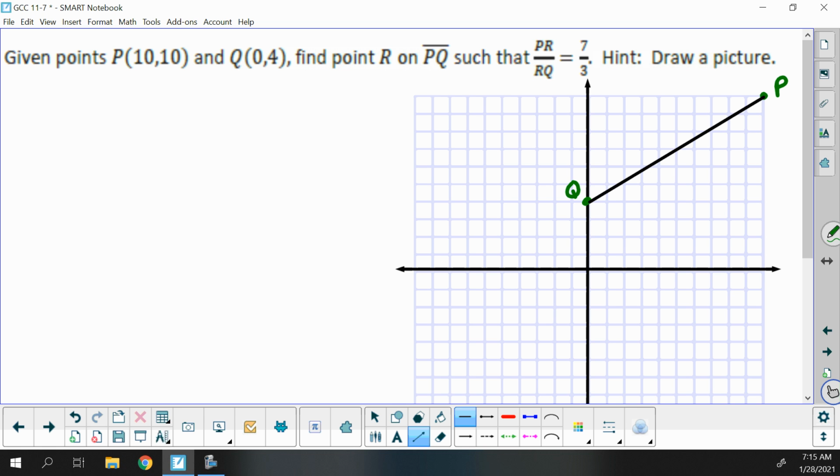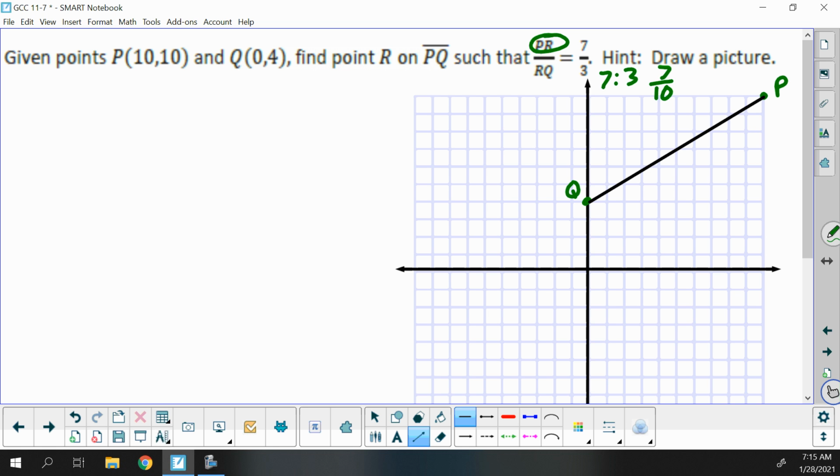So what we have here is a different way of giving our ratio. They're giving the ratio as a fraction. So R was the point that's somewhere in between. The fraction can also be written like this as a ratio. So it means we've got 7 total parts, or 7 parts out of 10 total. But notice which one went with the 7, PR.